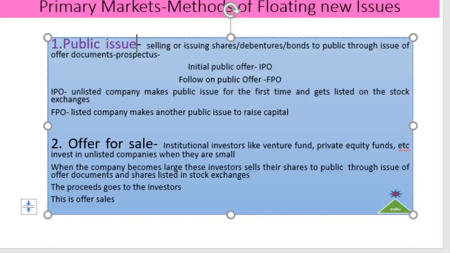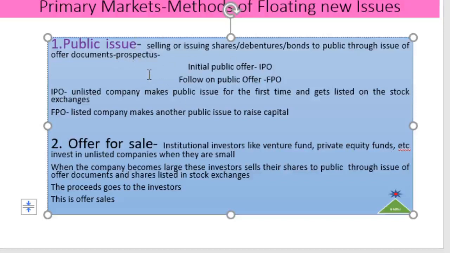When a company raises funds by selling or issuing shares, debentures or bonds to the public through issue of offer documents, this offer document is known as prospectus. It is called public issue. That is, issue of shares, debentures, bonds by the companies to the public through the issue of offer documents or through the issue of prospectus is called public issue.